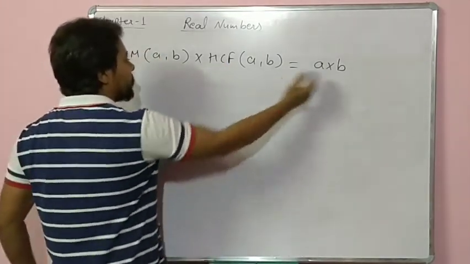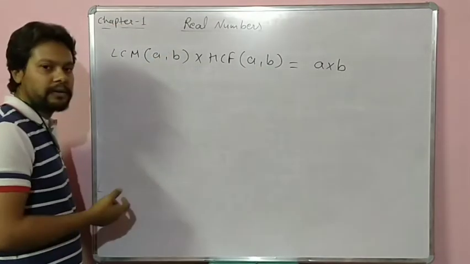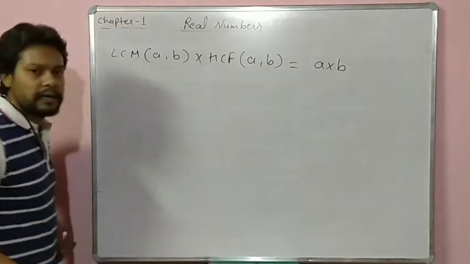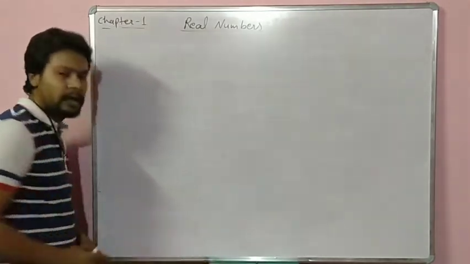If these two things are given and any one of these two numbers is missing, you can find that out also by using this relation. That is about LCM and HCF.